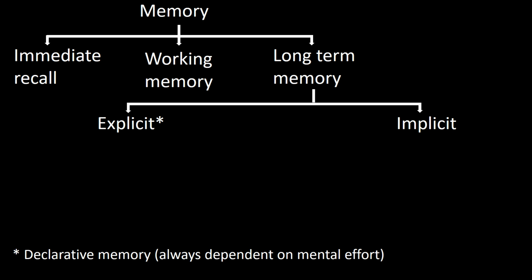Explicit or declarative memory is always dependent on mental effort. Explicit or declarative memory is divided into semantic, which is the memory of learned facts as you do in school, and episodic, which is the memory of events that have occurred through your life. Episodic memory is the most affected in patients with Alzheimer's disease.